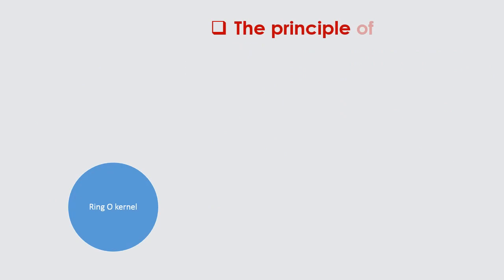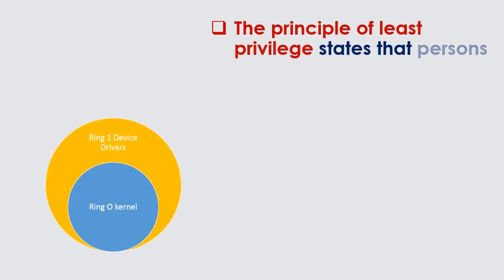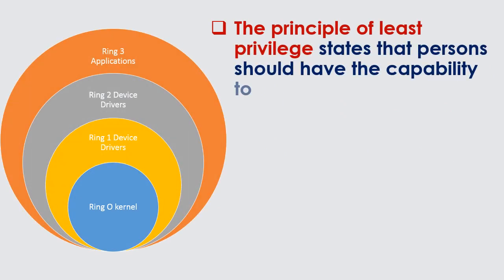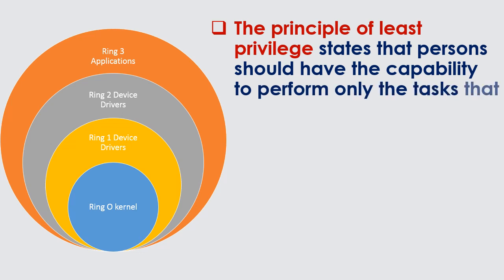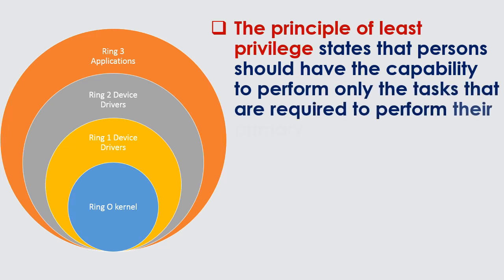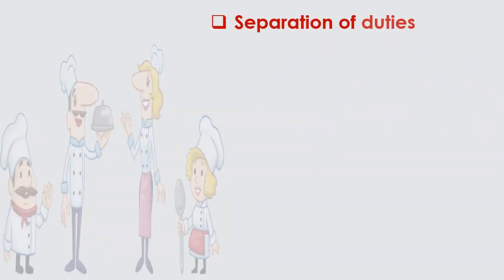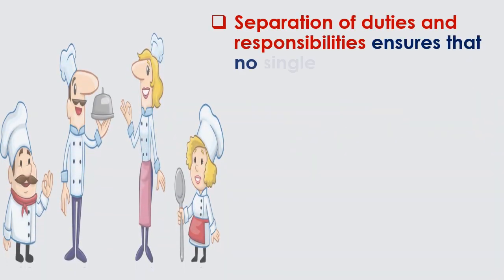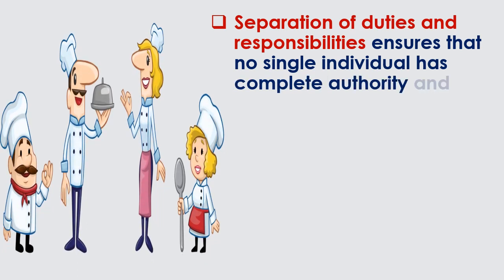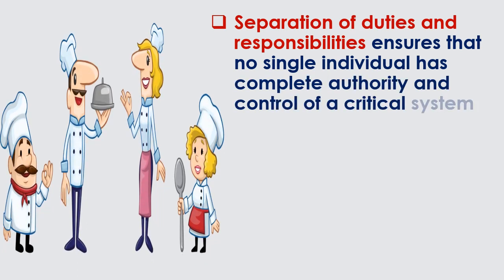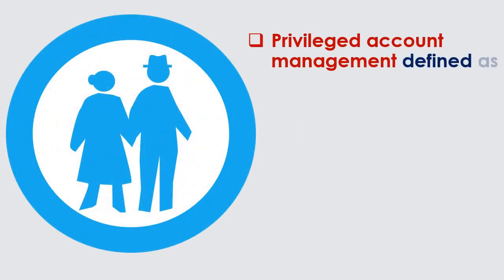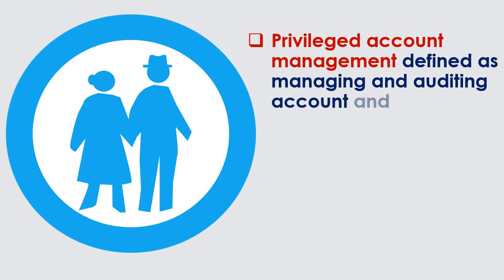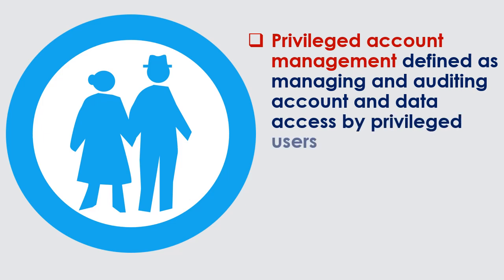The principle of least privilege states that persons should have the capability to perform only the tasks that are required to perform their primary jobs, and no more. Separation of duties and responsibilities ensures that no single individual has complete authority and control of a critical system or process. Privileged account management is defined as managing and auditing account and data access by privileged users.